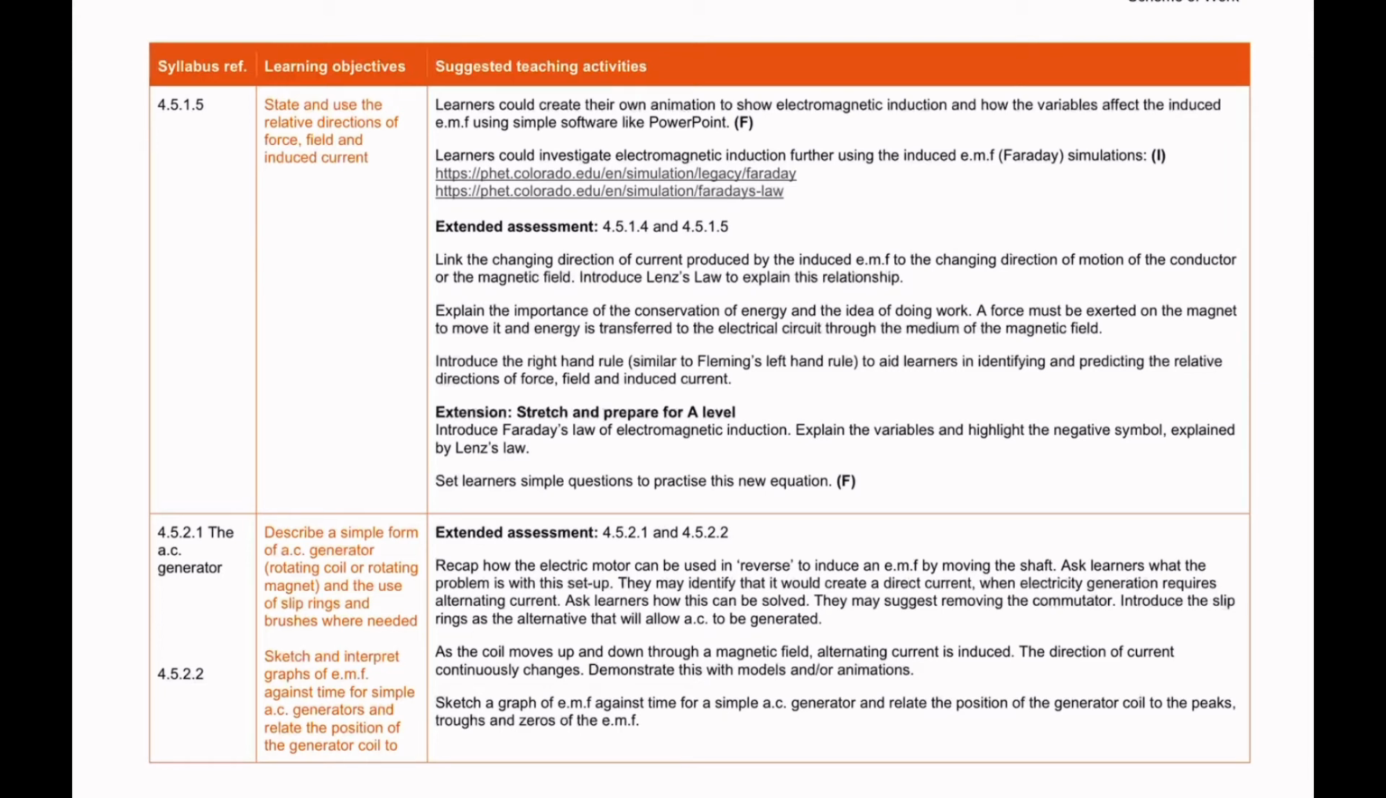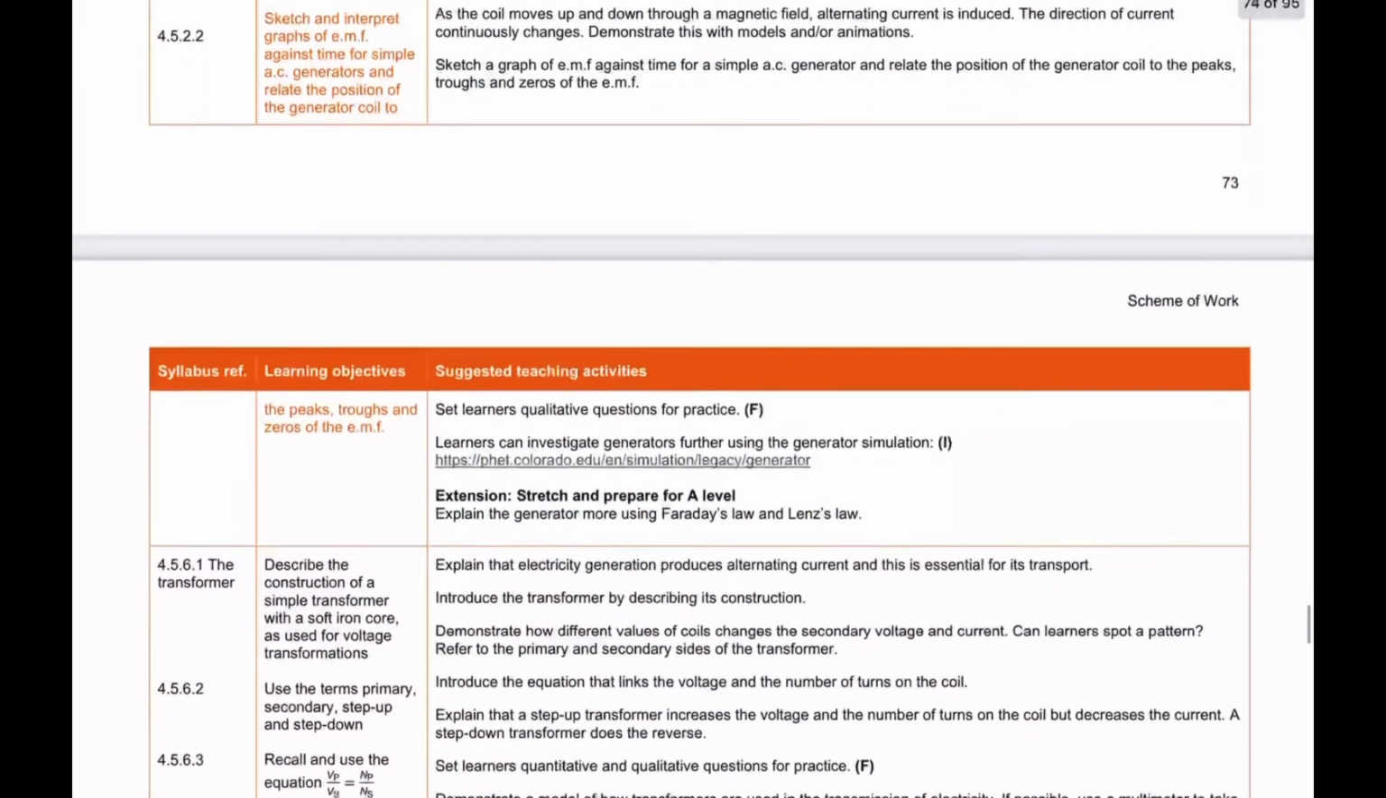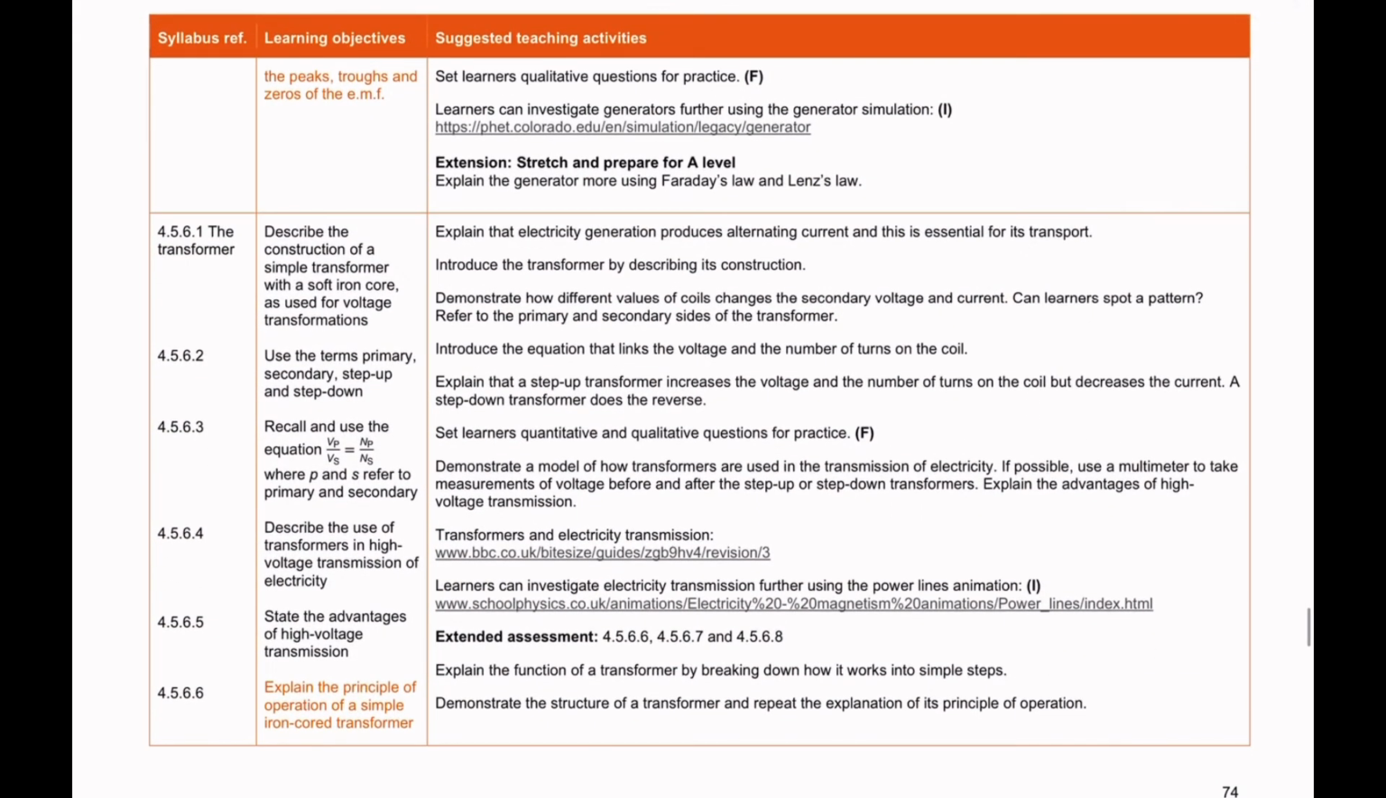Key concept 4.5.2.1 The AC generator. Learning objectives. Describe a simple form of an AC generator, rotating coil or rotating magnet, and use of slip rings and brushes where needed. Sketch and interpret graphs of EMF against time for simple AC generators and relate the position of the generator coil to the peaks, troughs, and zeros of the EMF.